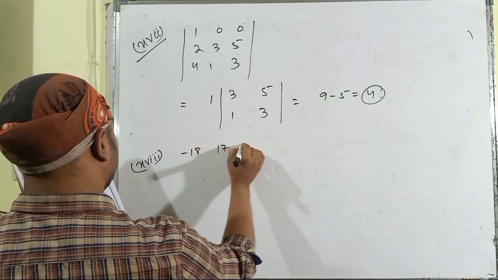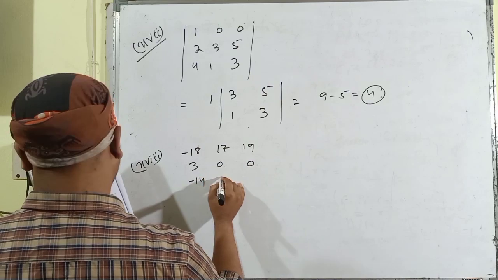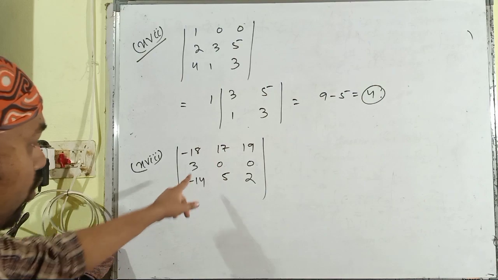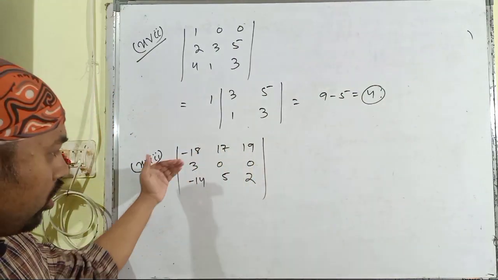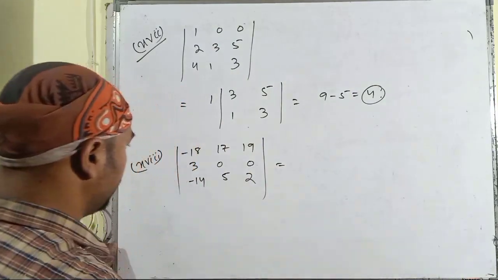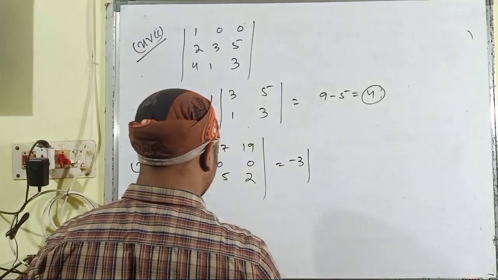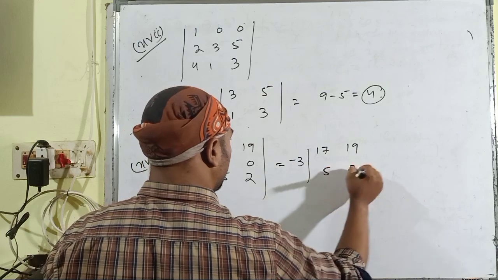Minus 18, 17, 19, 3, 0, 0, minus 14, 5, 2. Here you can see that the second row contains two zeros. That means we have to expand this determinant along the second row. The signs of the elements in the second row are minus, plus, minus. So minus 3 multiplied with the determinant of 17, 19, 5, 2.